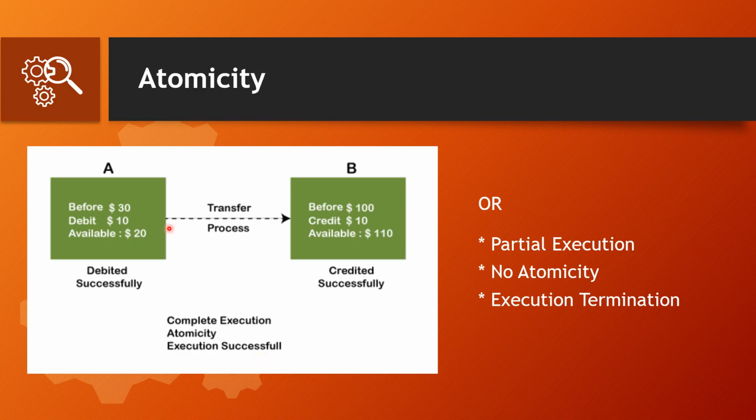But if for any XYZ reason this transfer does not happen, and the transaction does not complete, there will be no fund transfer. It would be partial execution, meaning no atomicity, and the execution is terminated. Nothing is credited or debited in the bank account of person A or person B. It has to be completed 100%. There is no partial way, there is no partial execution.